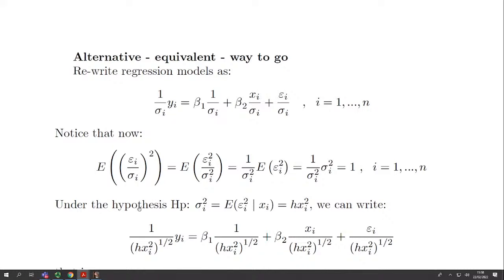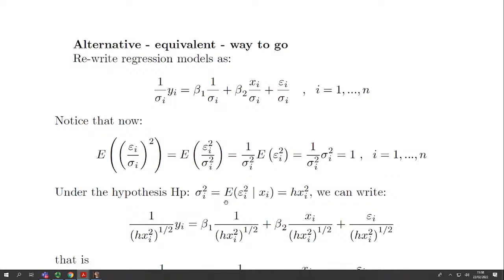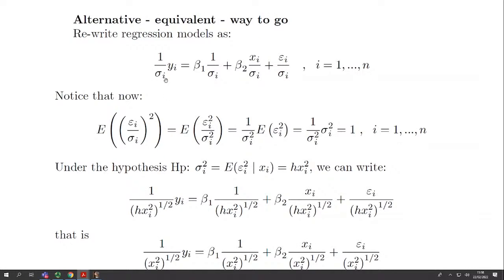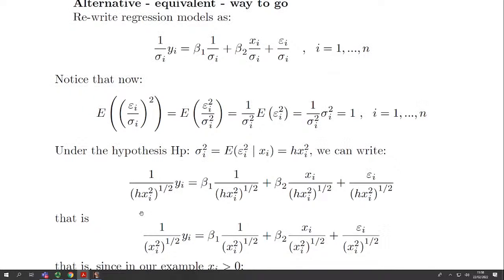now let me come back to my hypothesis, the one I made on heteroscedasticity. Remember, I said sigma square i depends on the data, in particular it's proportional, up to this h component, to the square of log expenditure, okay? Now what I'll do next, I will replace the sigma i here, here, here, and here with this expression here.